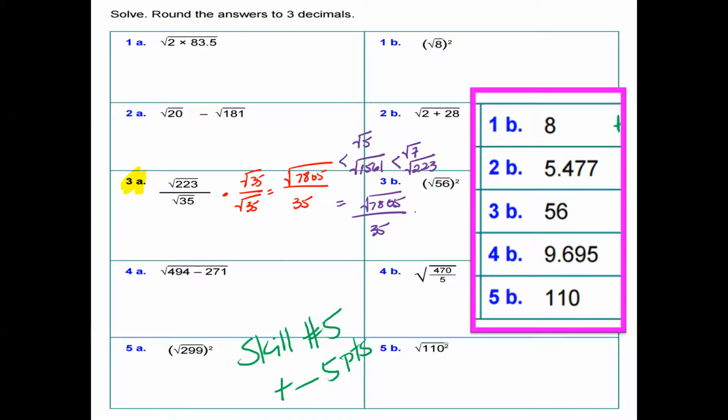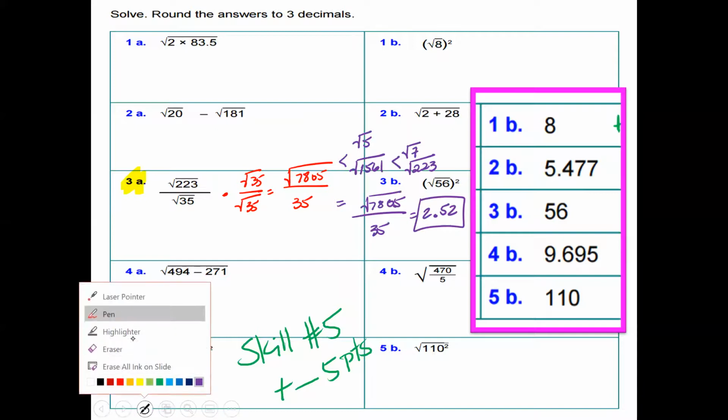Over 35. So what you can do is just put the square root of 7,805 divided by 35, which will give you 2.52. So just put it into decimals.